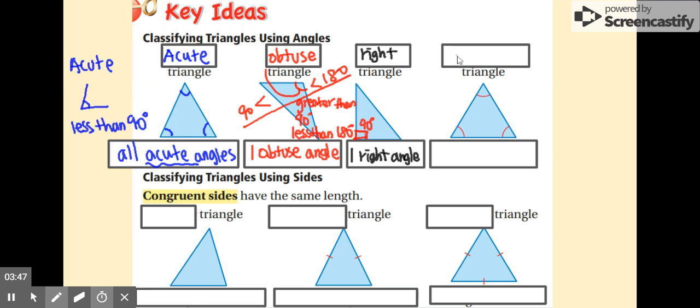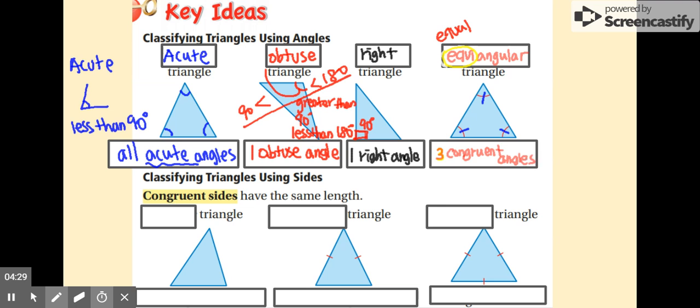And the next one is when all angles are the same, then you call it an equiangular triangle. Equi means equal. Everyone knows this, right? Equi means equal. Angular means like angle. So we have three congruent angles. We talked about this fancy word, congruent.